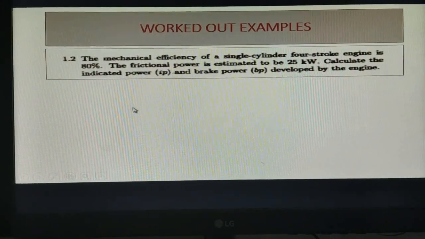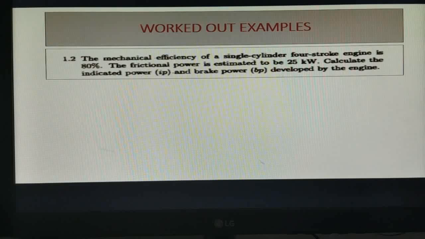Now this next one: the mechanical efficiency of a single cylinder 4-stroke engine is 80%. The friction power is estimated to be 25 kilowatt. We know friction power is the difference between indicated power and the brake power. Calculate the indicated power and brake power developed by the engine.